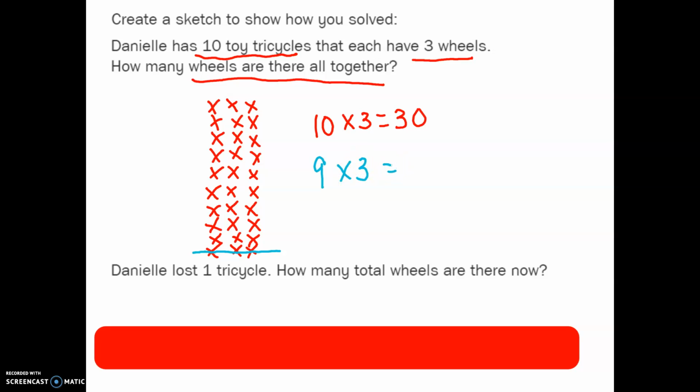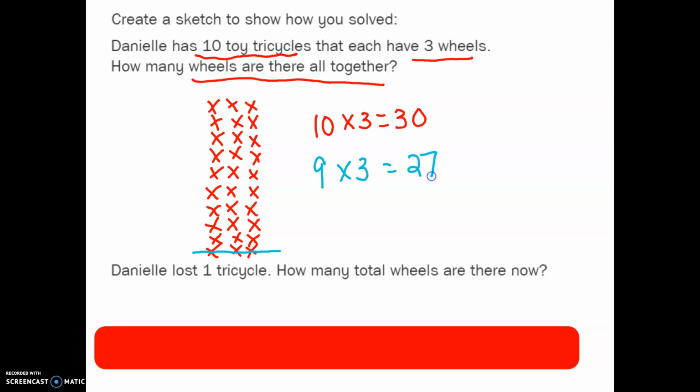9 times 3, that's a little tricky. 10 times 3 is a lot easier, but hey, 10 times 3 is a helper fact. I can use 10 times 3 to figure out 9 times 3 because I removed a row, I removed a 3. So that means this has to be 3 less than 30. So if I count back, 29, 28, 27.